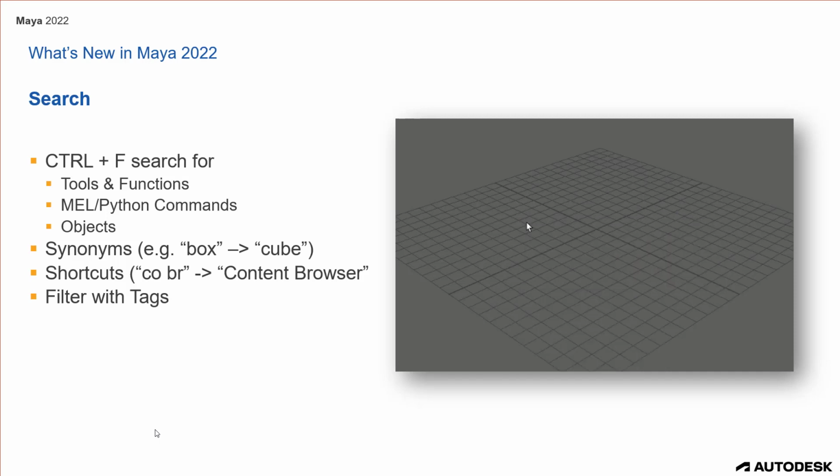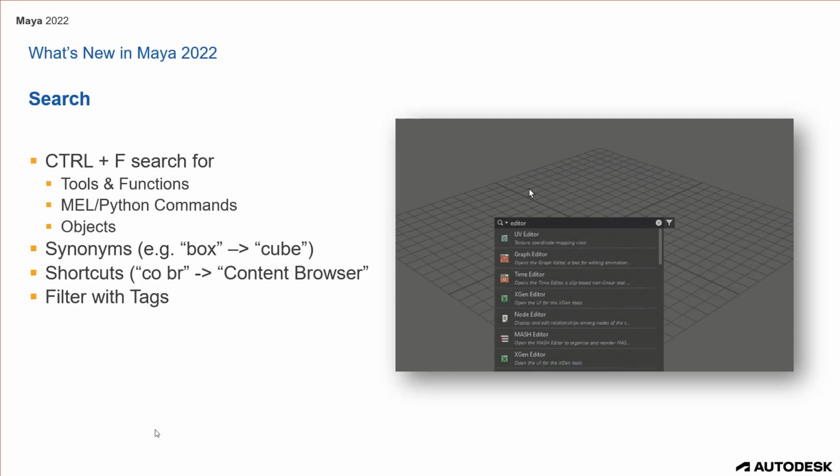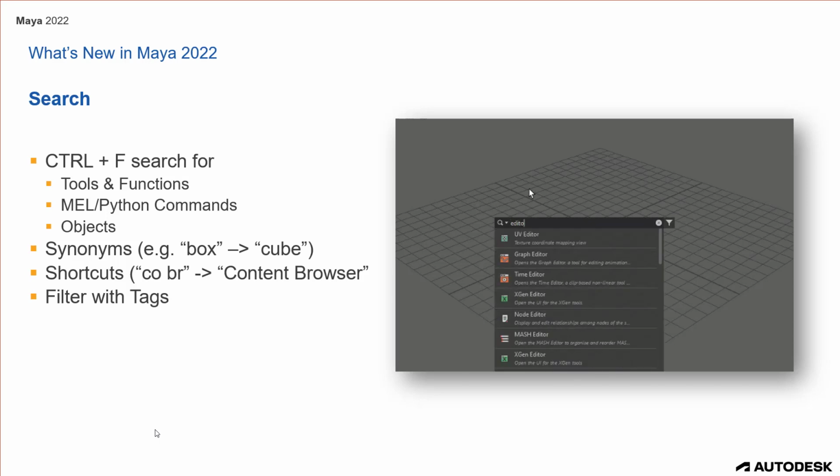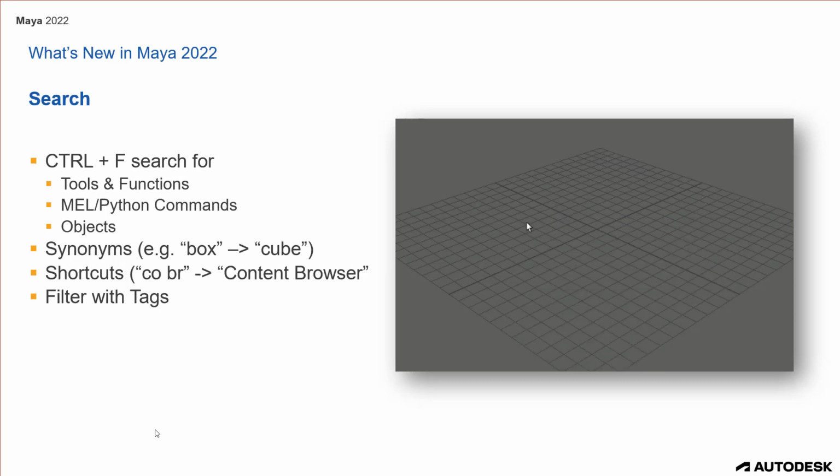Then you can also search for MEL and Python commands, which is super helpful. And of course also for objects in your scene. I mean, that was possible in the past already, but all these three are now bundled together in this one search input that appears at the mouse position on your screen whenever you type Control F for find.